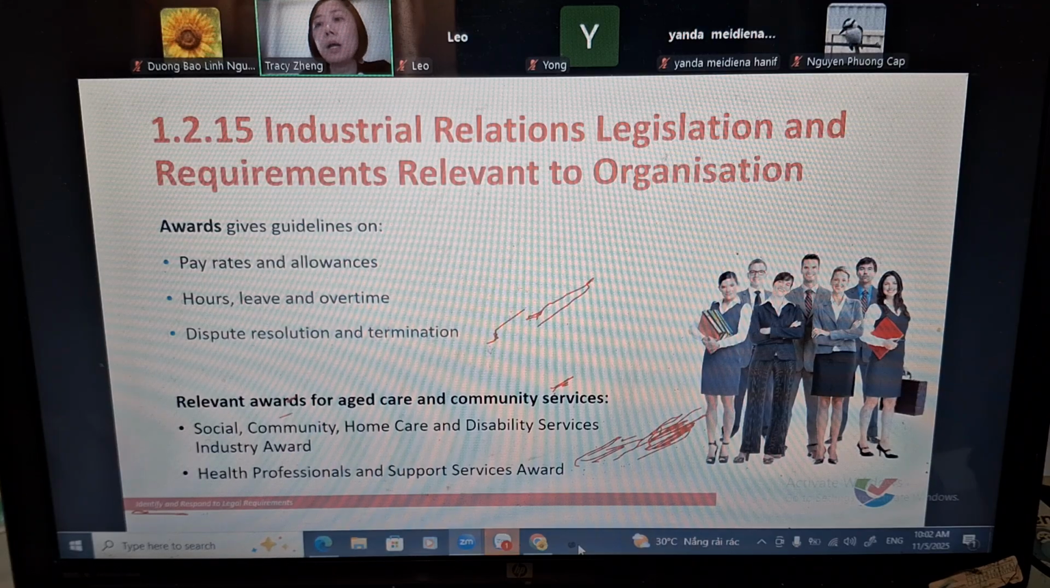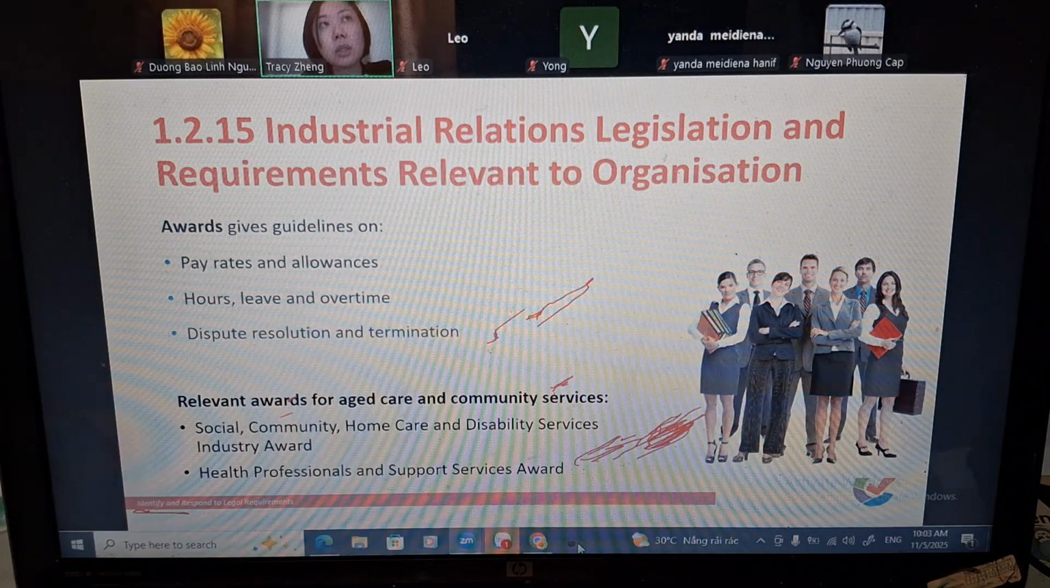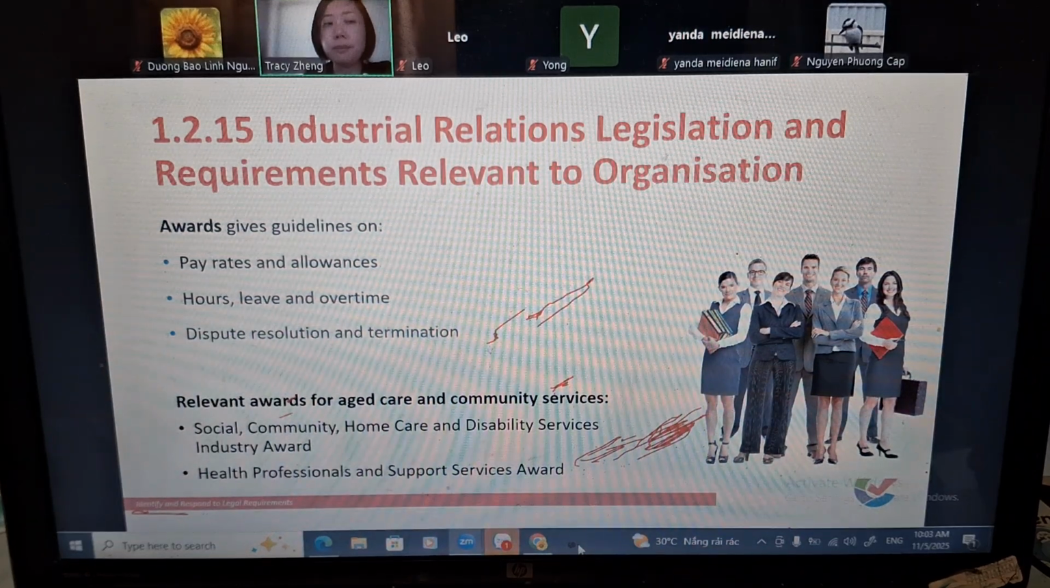So far as I know, in New South Wales, some of the organizations may be under an enterprise agreement, or some of the organizations may be using the nurses award. So it depends on the organization. As we say, each organization would have its own pay rates. So it's not the case that every organization will be the same.